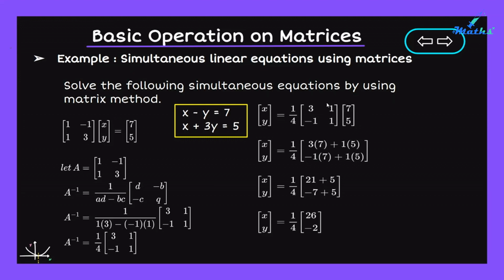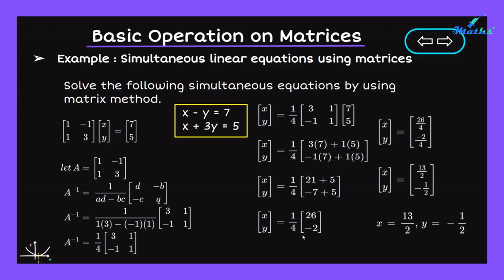Here is 2 times 2 and 2 times 1, which we can times together. So 3 times 7 plus 1 times 5, and negative 1 times 7 plus 1 times 5. So we times it together and then add together, and we'll get the numbers 26 and negative 2. And then we need to times the 1 over 2 inside, which is 26 over 4 and negative 2 over 4. We times inside and make it more simple. And then x is equal to 13 over 2, y is equal to negative 1 over 2.